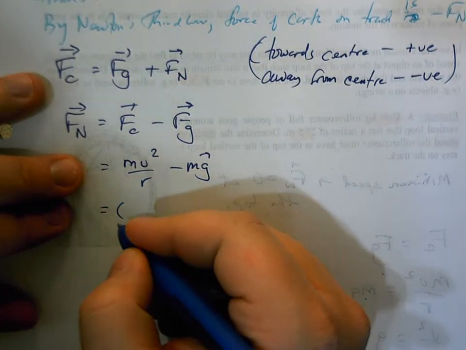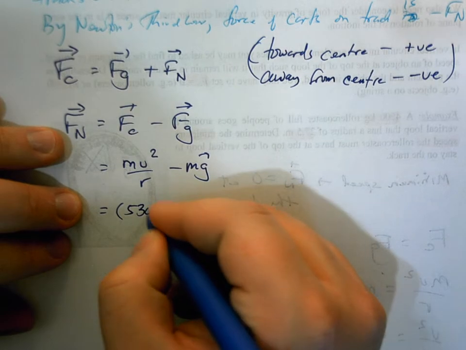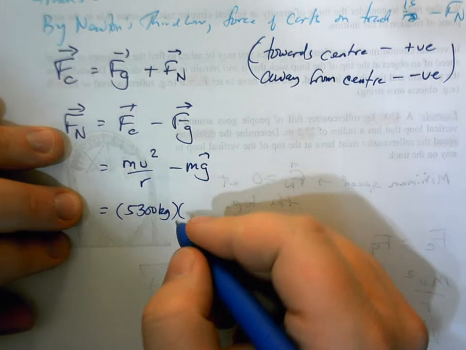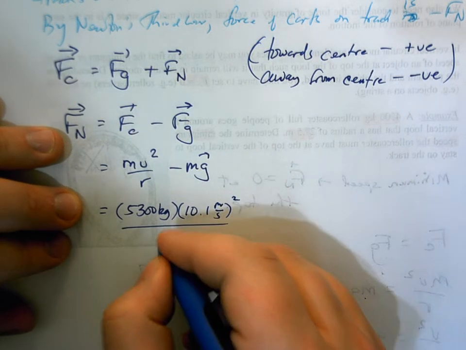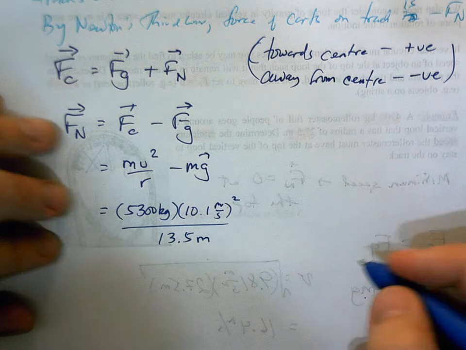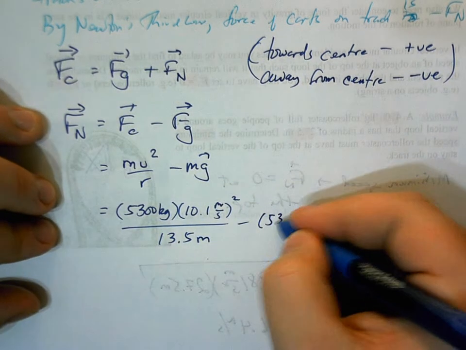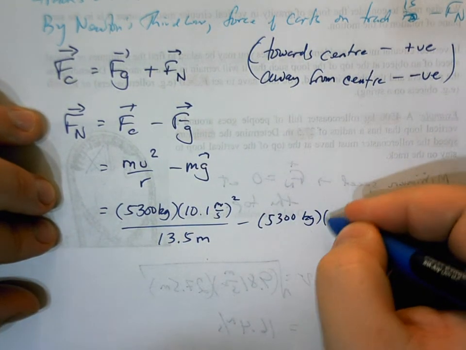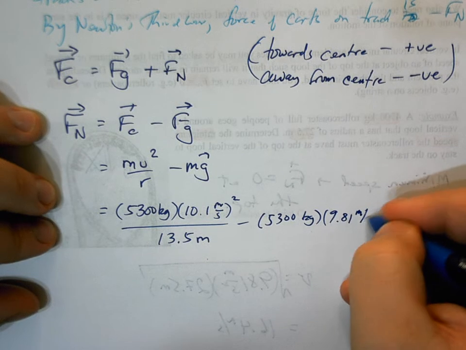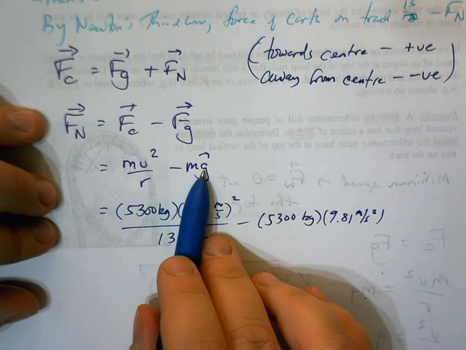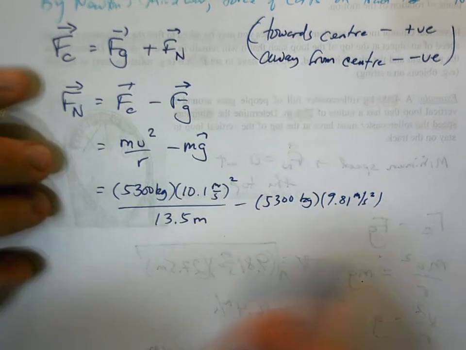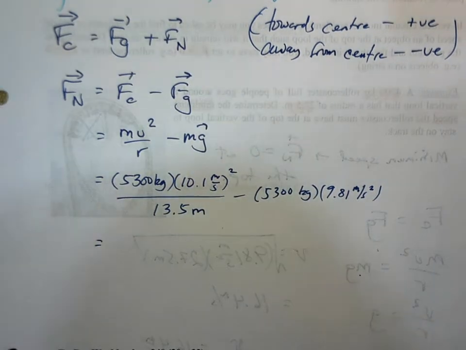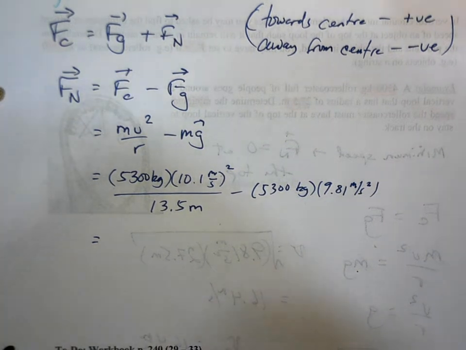So let's calculate this normal force. So I have 5,300 kilograms. I have this v squared at the top, this 10.1 meters per second squared. We're going to divide that by 13.5 meters. We're going to subtract off the 5,300 kilograms, and because towards the center of the circle is positive and g is pointing towards the center of that circle, we're going to call that positive 9.81. So I have my equation for the normal force. So let's go ahead and calculate that.